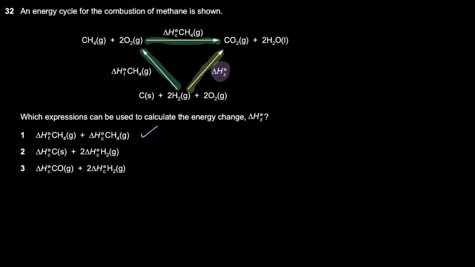Now in the second option, they've said delta H combustion of carbon plus 2 times delta H combustion of hydrogen. Now, the combustion of carbon is the same as the formation of carbon dioxide. So over here, if you look at carbon to carbon dioxide, we have delta H combustion of carbon, because 1 mole of carbon is being combusted. And we have 2 moles of hydrogen being combusted to form 2 moles of water. So we have plus 2 times the delta H combustion of hydrogen.